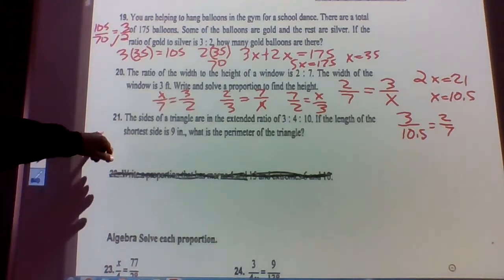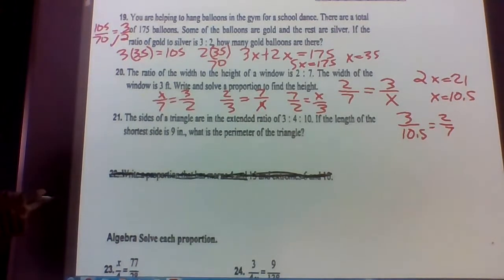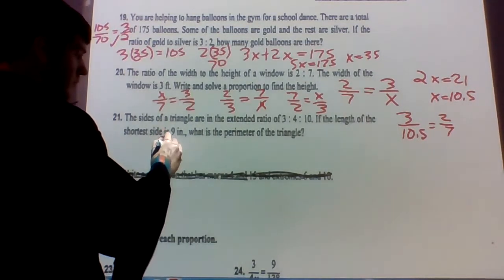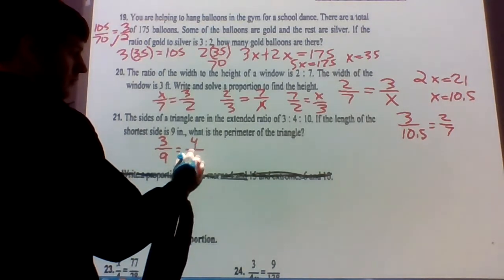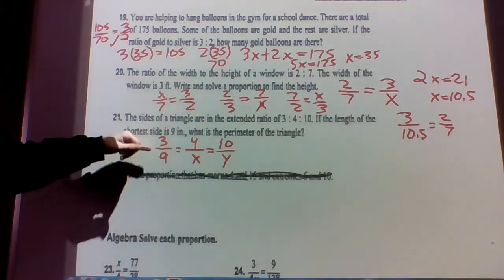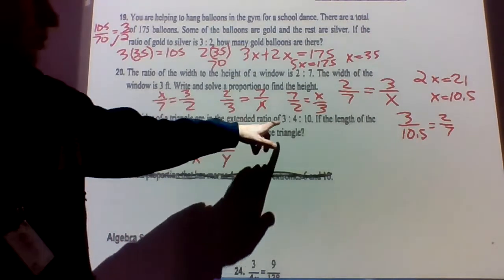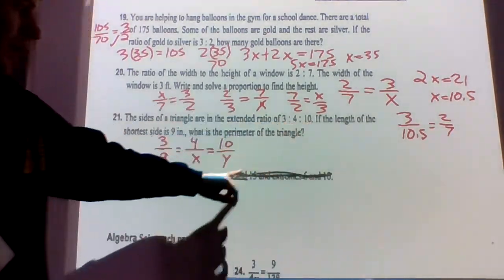Okay. The sides of a triangle are in the extended ratio of 3 to 4 to 10. If the length of the shortest side is 9, what is the perimeter of the triangle? So the ratio is 3 to 4 to 10. We know the shortest side is 9. So 3 over 9, 4 over something, and 10 over something else. Okay, 3 matches up with the 9, right? The shortest side is going to match up with the 3, so 3 matches with 9. We got to figure out what 4 matches with and what 10 matches with.